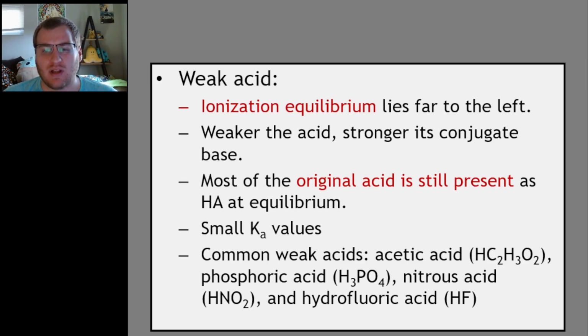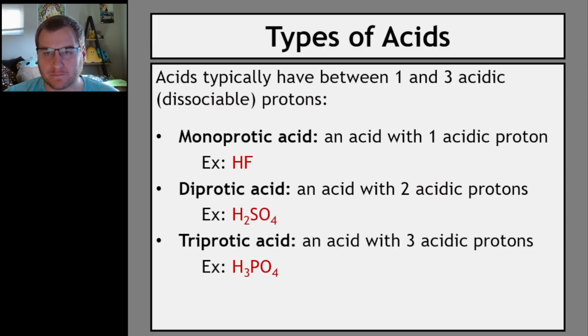And here are a couple of common weak acids you should know. Acetic acid, HC2H3O2. It's called acetic because it's acetate plus an extra H, so acetic acid. Same thing with phosphoric acid. It's phosphate with 3 H's. Nitrous acid from nitrites. And then hydrofluoric acid is HF. Those are 4 of the most common ones I'll use on our tests and worksheets.